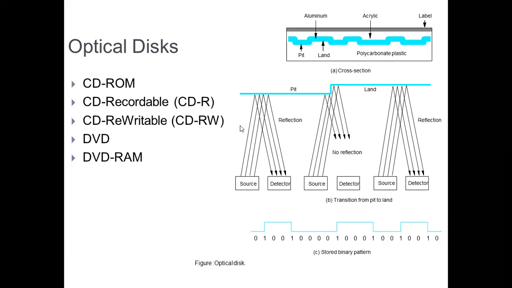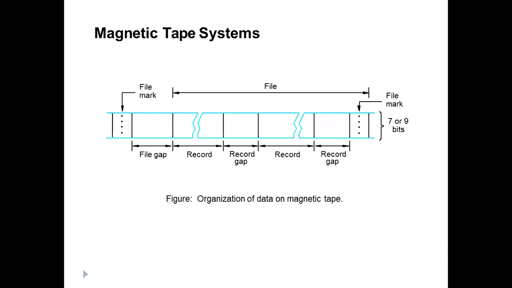Now consider this particular information. Similarly, we have the magnetic tape system. In the magnetic tape system, a gap phenomenon is there. We have a file-to-file gap and a record-to-record gap. So here, this is the file gap and this is the record gap. This is record 1, this is record 2, and this is called the record gap. In this way, we can use 7 to 9 bits for marking the file and recording the information. This is the organization of data on the magnetic tape.